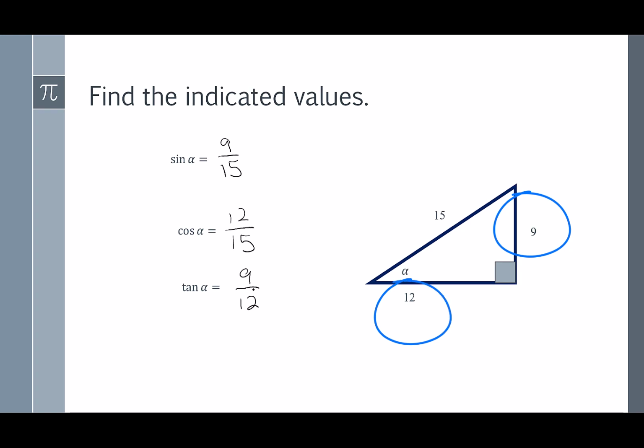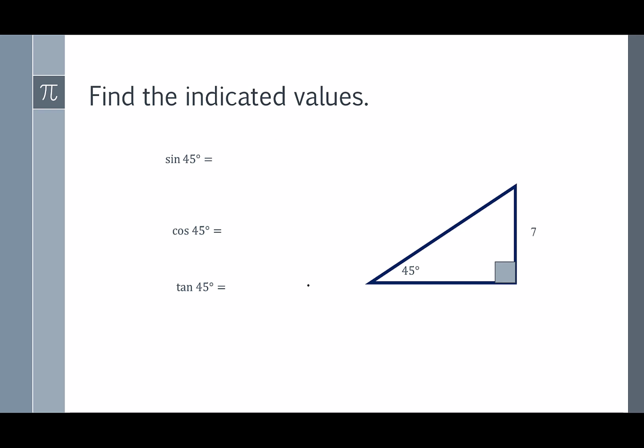This time we can reduce all of our fractions. 9 over 15 can reduce to 3 over 5. 12 over 15 can reduce to 4 over 5. 9 over 12 can reduce to 3 over 4. You should always simplify fractions if possible.